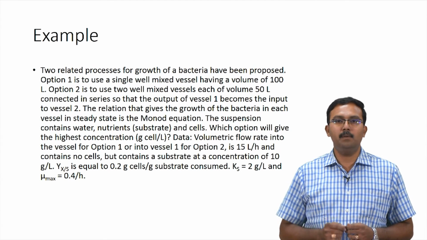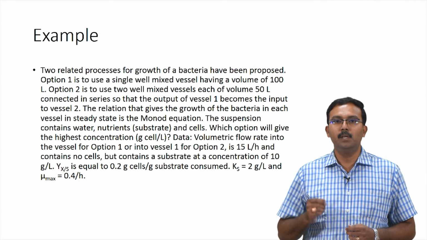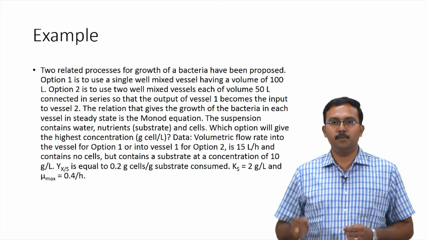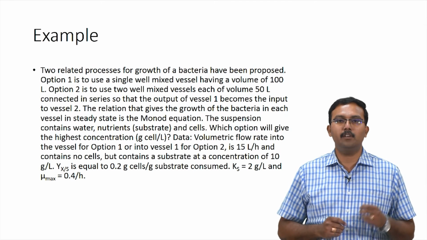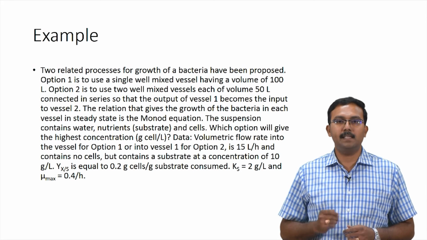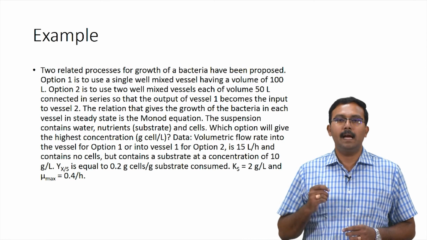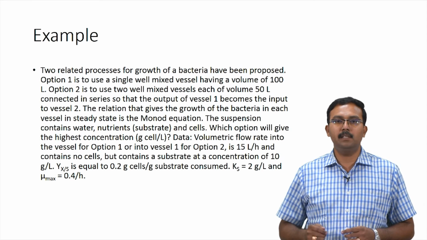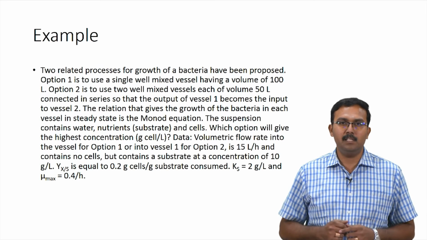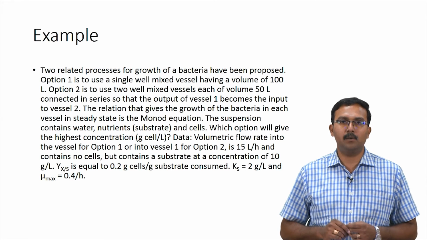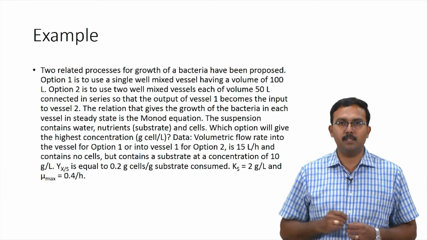You have been given that the volumetric flow rate into vessel 1 for option 1 and into vessel 1 for option 2 is 15 liters per hour and contains no cells, but it contains a substrate at the concentration of 10 grams per liter, and YXS is given as 0.2 grams of cells per gram of substrate consumed, and Ks is 2 grams per liter and mu max is 0.4 per hour. With all this information, let us perform the material balance calculations to identify which of the two systems will give us the higher biomass concentration.